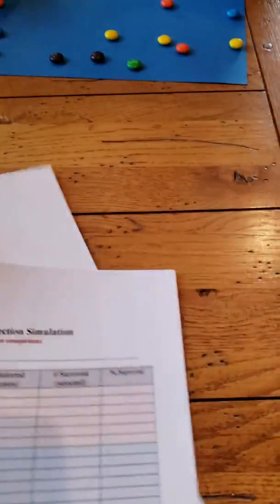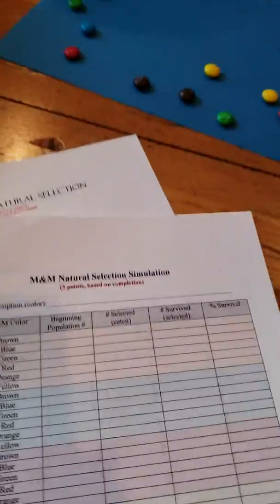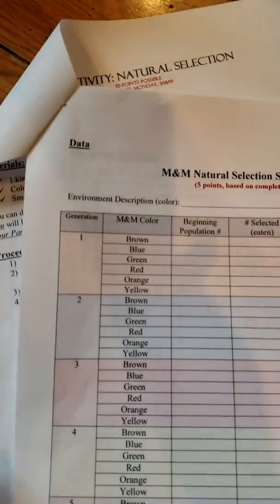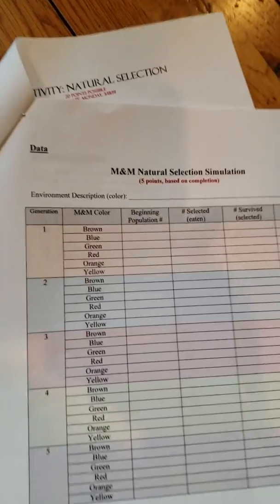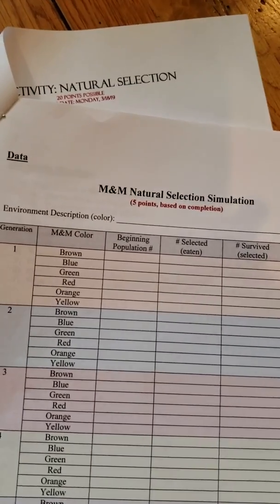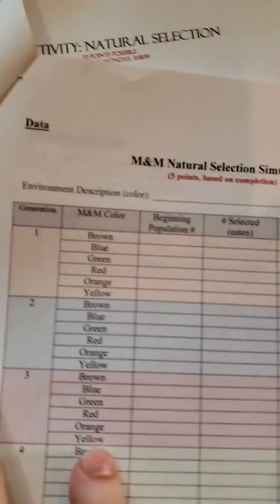Okay, come over here, Bailey. So generation 1, how many did we have for each color to start? When we started, 5 for all of them.